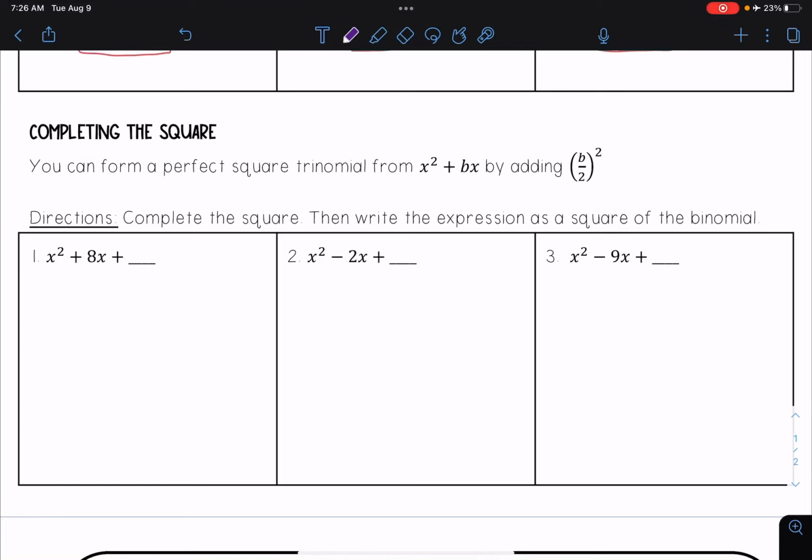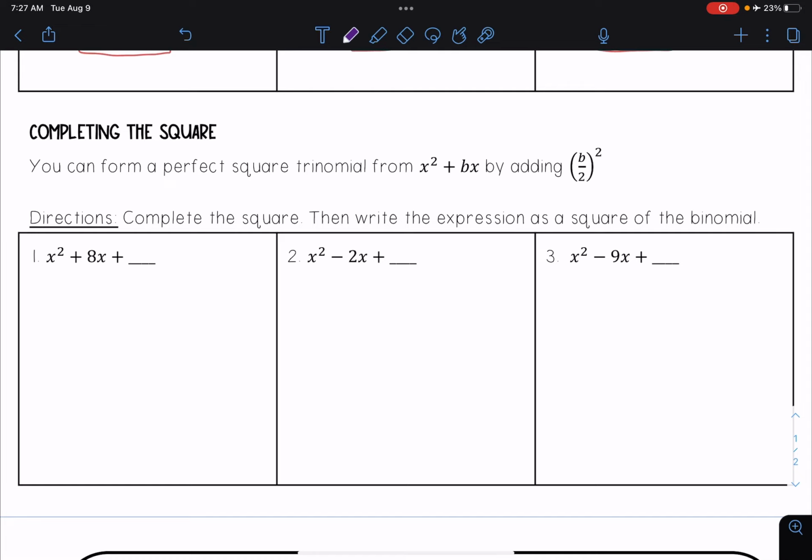In this video, we're going to be looking at completing the square. In the previous video, we looked at factoring those perfect square trinomials and solving by square roots. However, we don't always have a perfect square trinomial, but we can form our own perfect square trinomial from x squared plus bx by adding b divided by 2 squared.